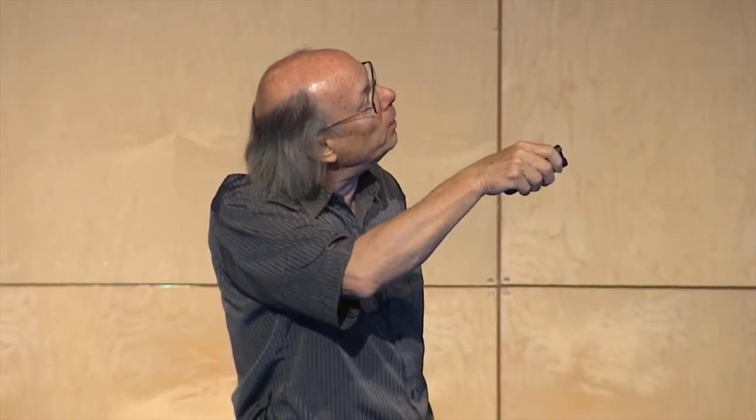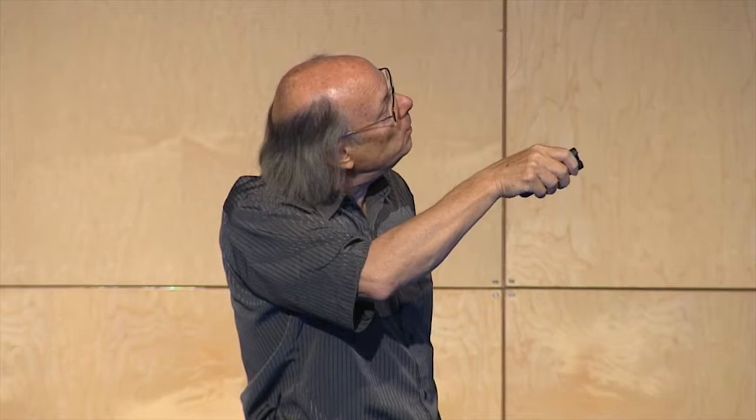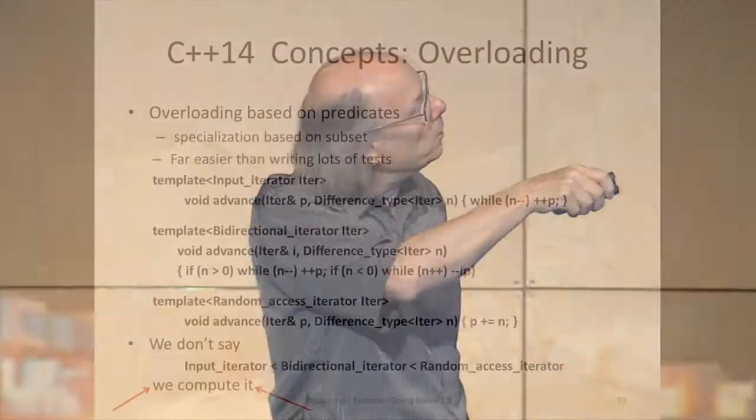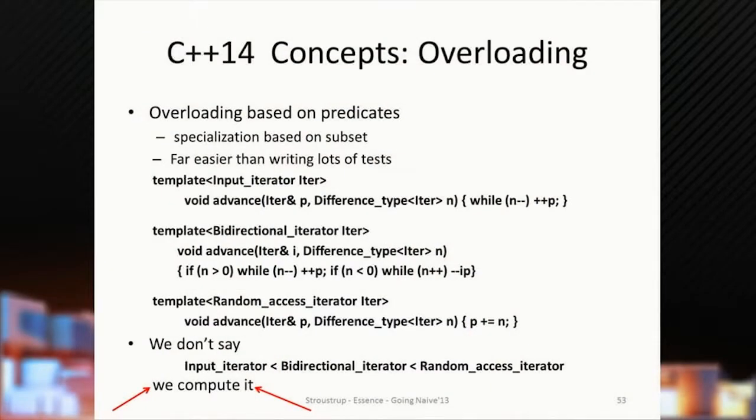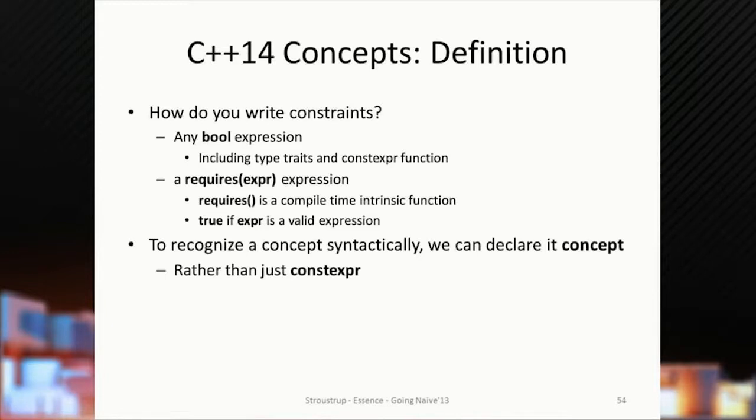And the classical example here, we take advance. Here is advance that takes an input iterator. Here's an advance that takes a bidirectional iterator. And here's the one that takes the random access iterator. They are implemented differently, and we are quite capable of picking the right one in all cases. Okay, how do we define it?